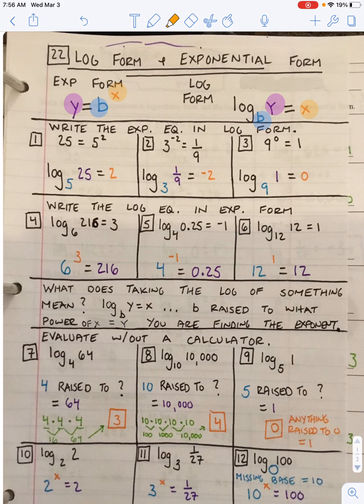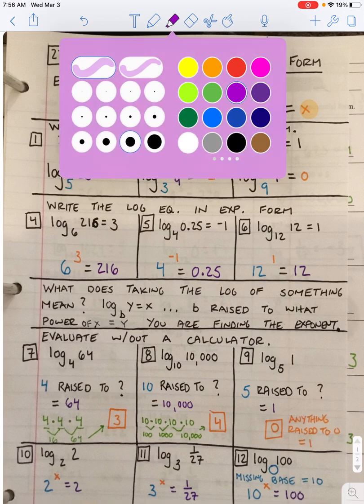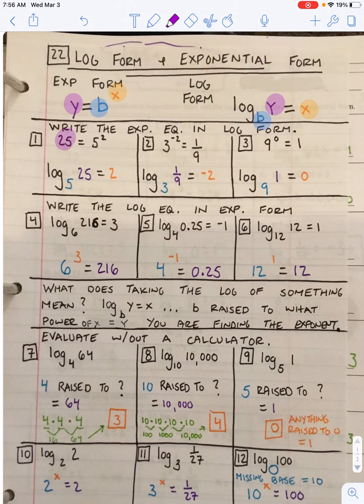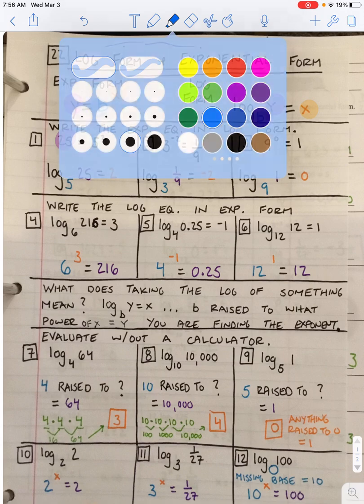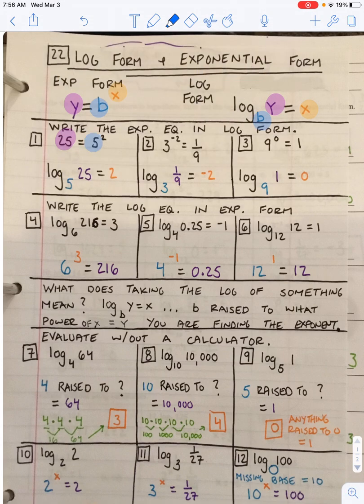So here, write the exponential equation in log form. So we can see 25 is equal to 5 squared. So let's identify what y, b, and x are. So 25 we can see here is our y value. Our base is 5. And what's happening to 5? It's being squared. So we know 5 squared is 25, but let's write it in log form.